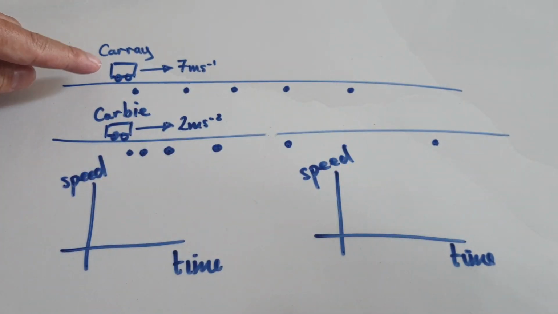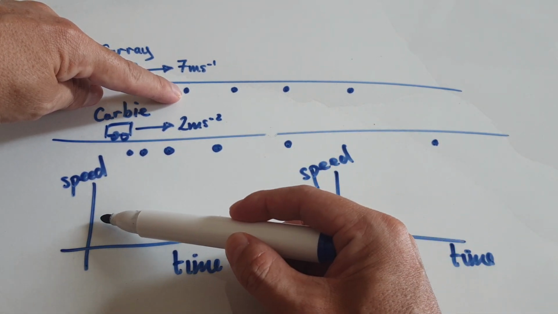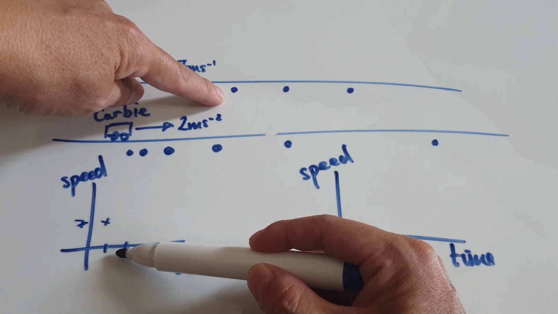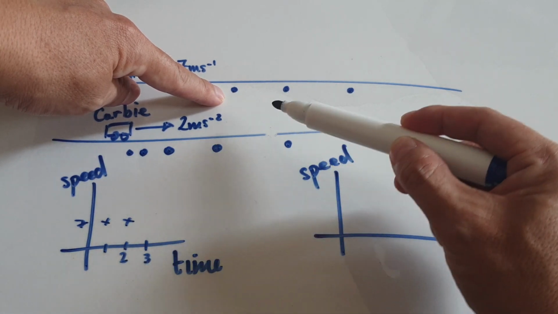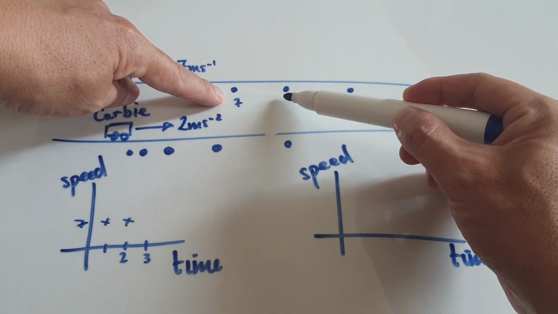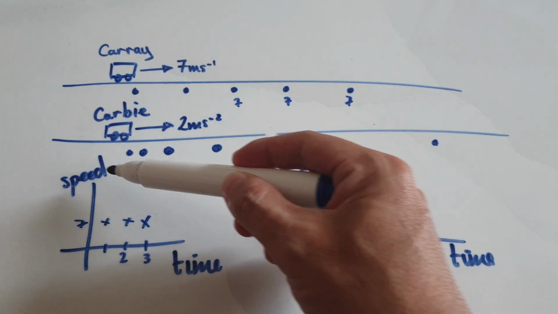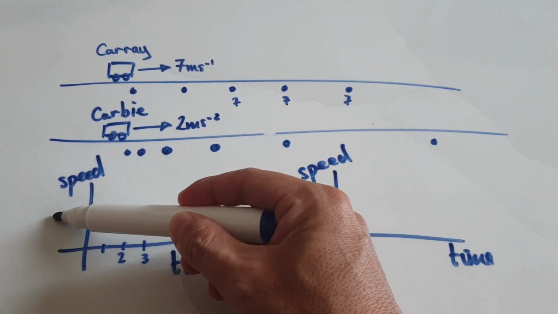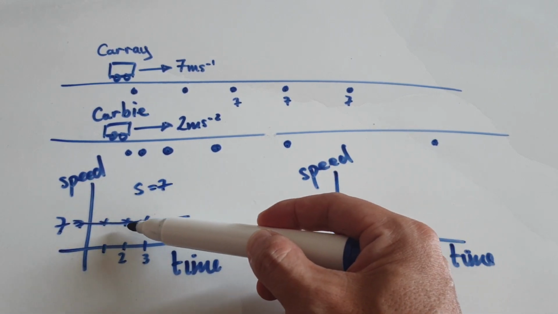So the speed time graph for car A would be, well, 1 second later the speed would be 7. So when t is 1, it would be 7. Another second later, when time equals 2 seconds, the speed will be 7. 3 seconds, the speed will be 7. Because it's a constant speed, the speed is always 7. So your speed time graph for car A would look like this, where the height is always 7. So the formula is speed equals 7. That's the equation of this graph.